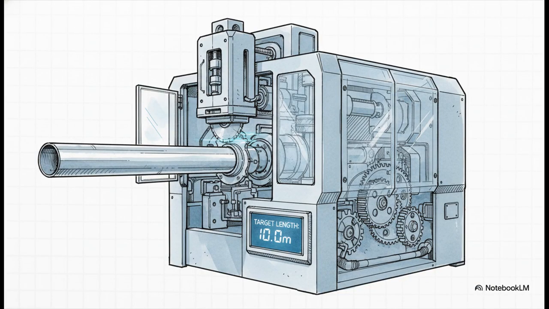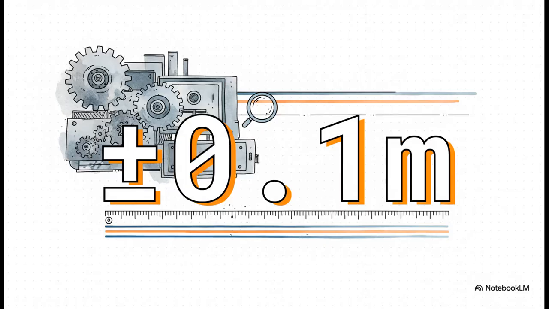Inside, there's this super high-tech machine, and its entire job, all day long, is to cut metal pipes to a length of exactly 10 meters. But here's the thing about the real world. Nothing is ever absolutely perfect. No machine is that precise, so there's always an acceptable tiny little range of error, we call it tolerance, and for this machine, let's say the allowable margin of error is plus or minus 0.1 meters.